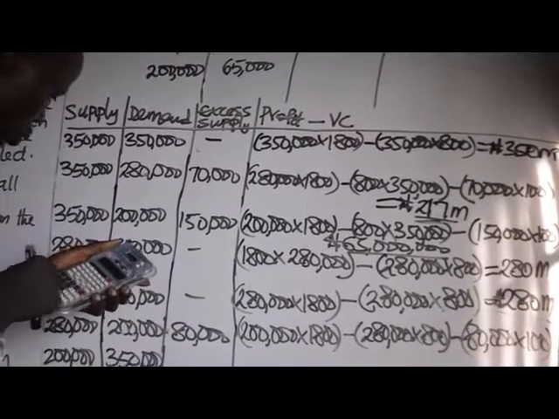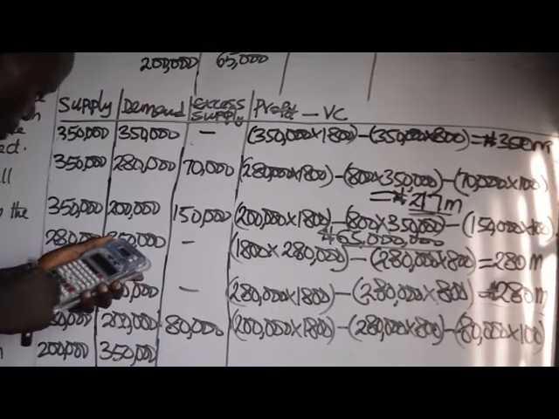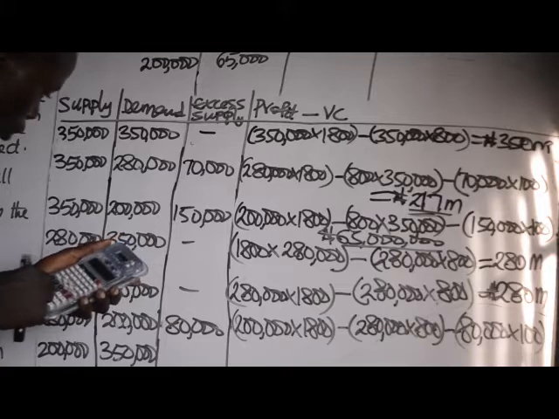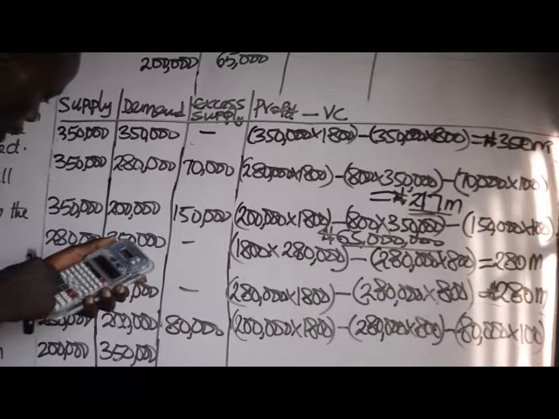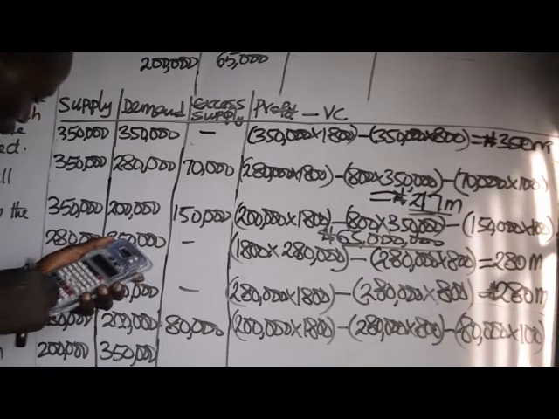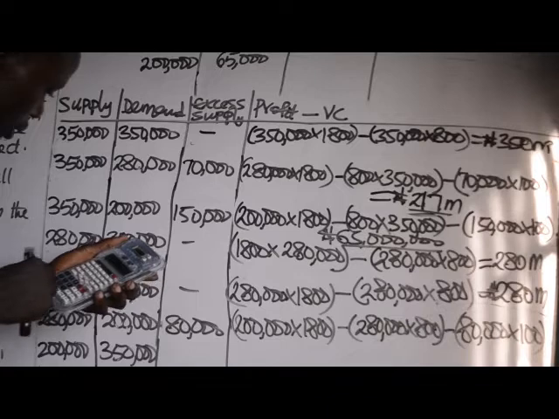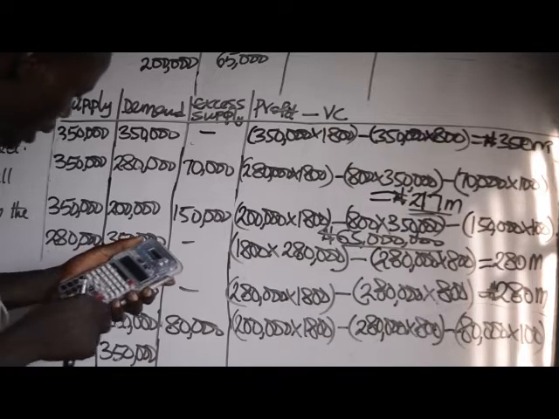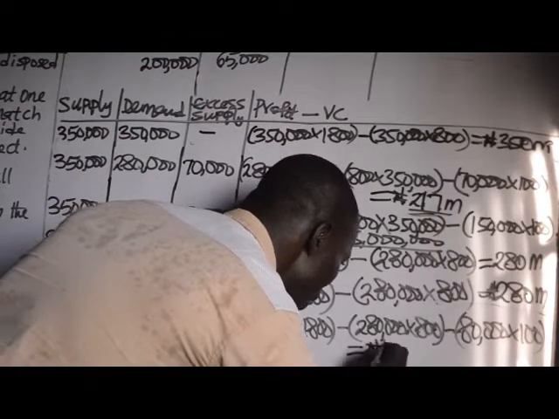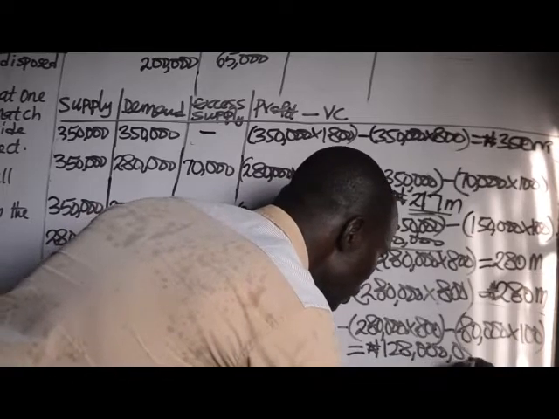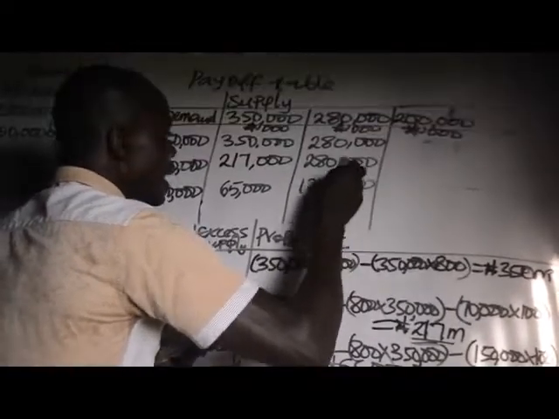So we have 200,000 times 1,800 minus 280,000 times 800 minus 80,000 times 100, then you are left with 128 million naira. So you have 128 million naira.